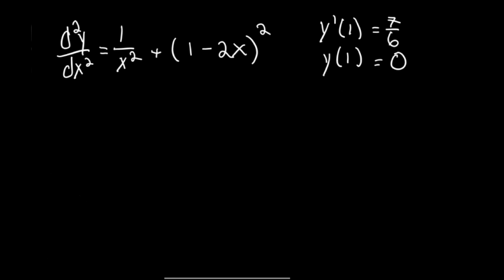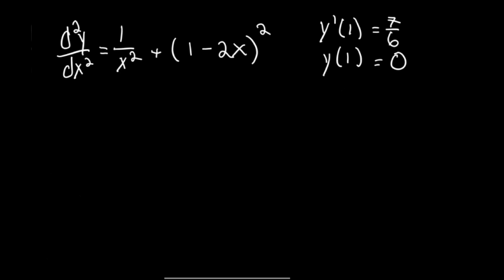So when you apply the logic in this specific example, we understand that we're given a second-degree derivative, d squared y over dx squared is equal to 1 over x squared plus 1 minus 2x all squared. And then you're given the initial conditions of y prime of 1 is equal to 7 over 6, and y of 1 is equal to 0.